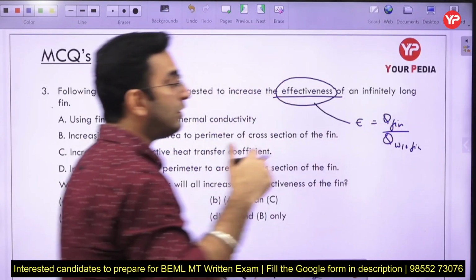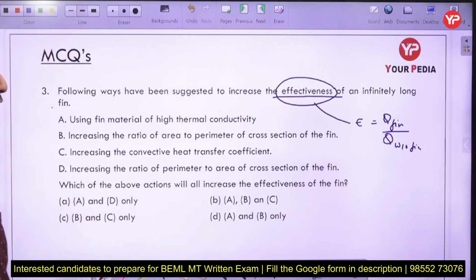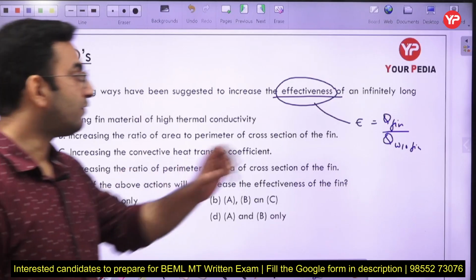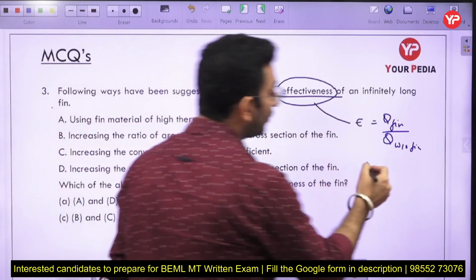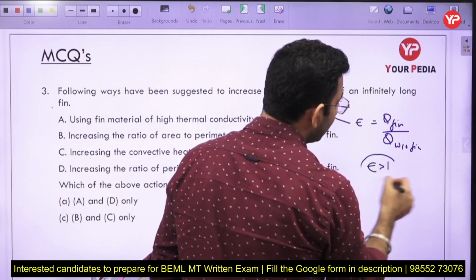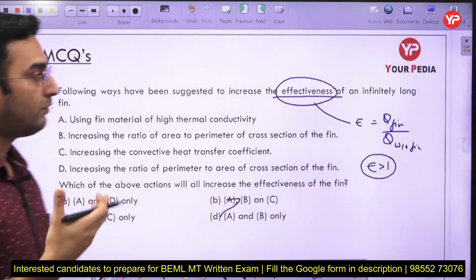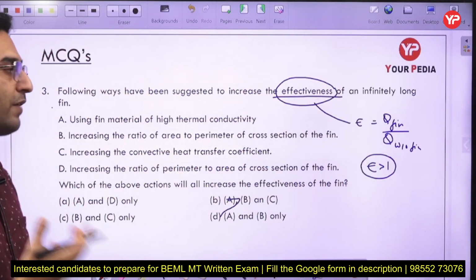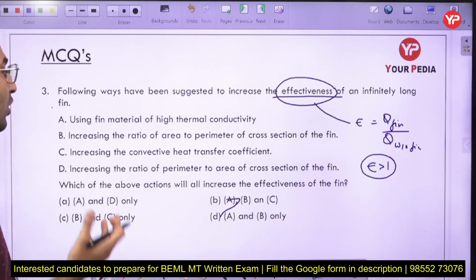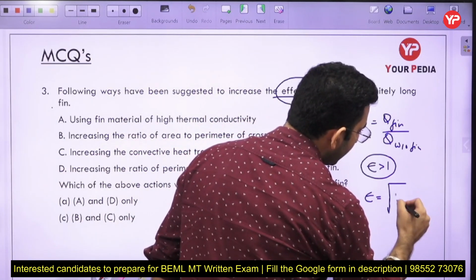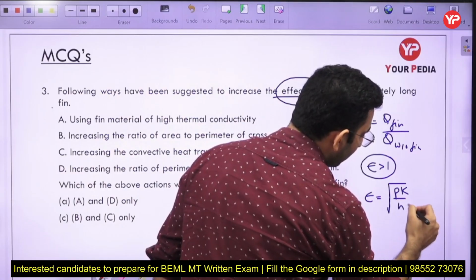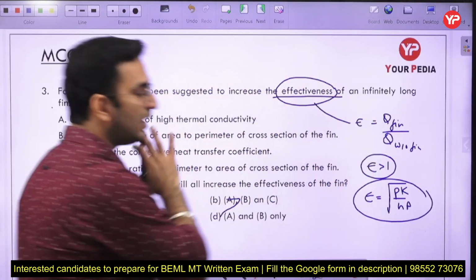So whether you have to install the fin over a surface or not, we find that condition with the help of this effectiveness parameter. If the value of this effectiveness is more than 1, then we say that we have a benefit of using the fins here, otherwise we don't have any benefits. Now the effectiveness formula can simply be written as square root of PkA upon hA. From this expression you can just answer this question.